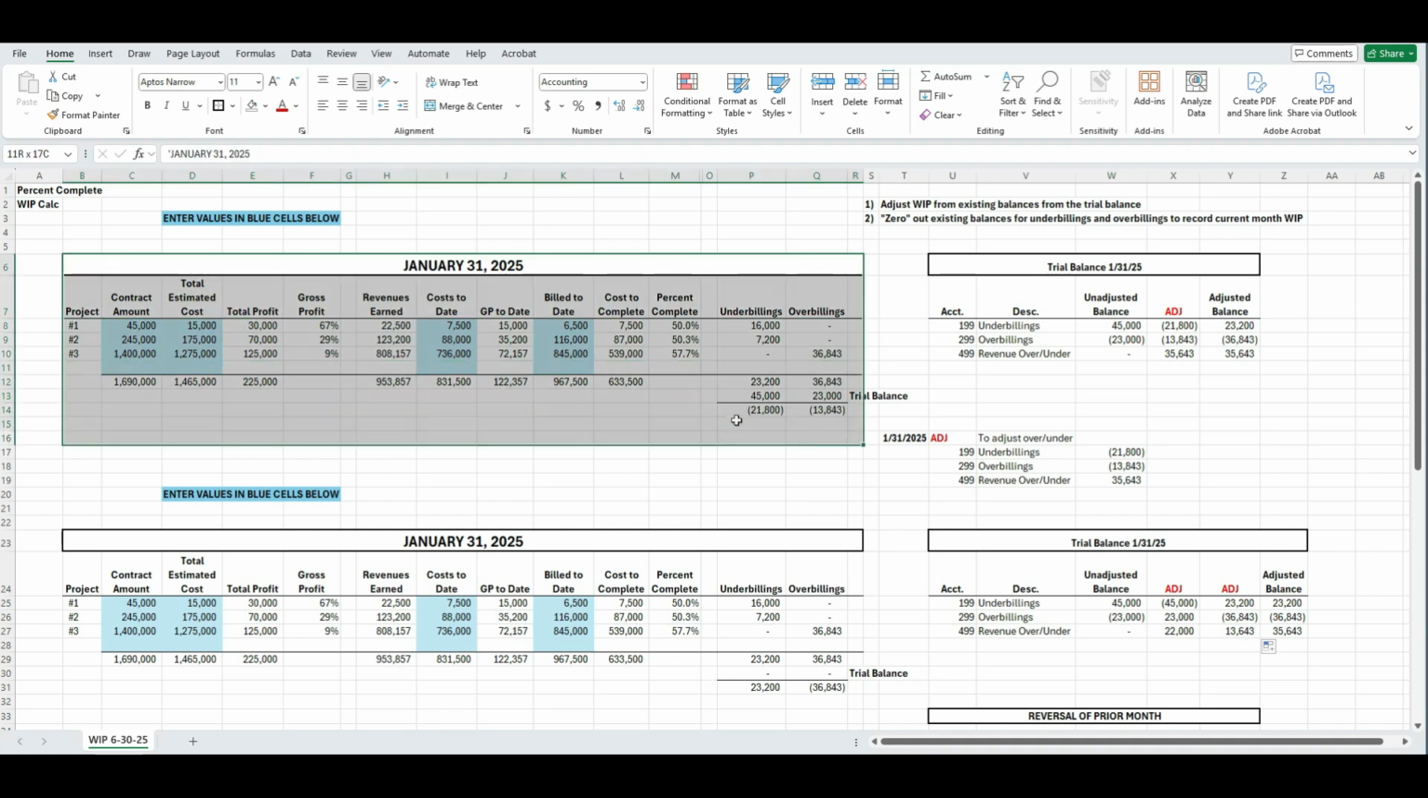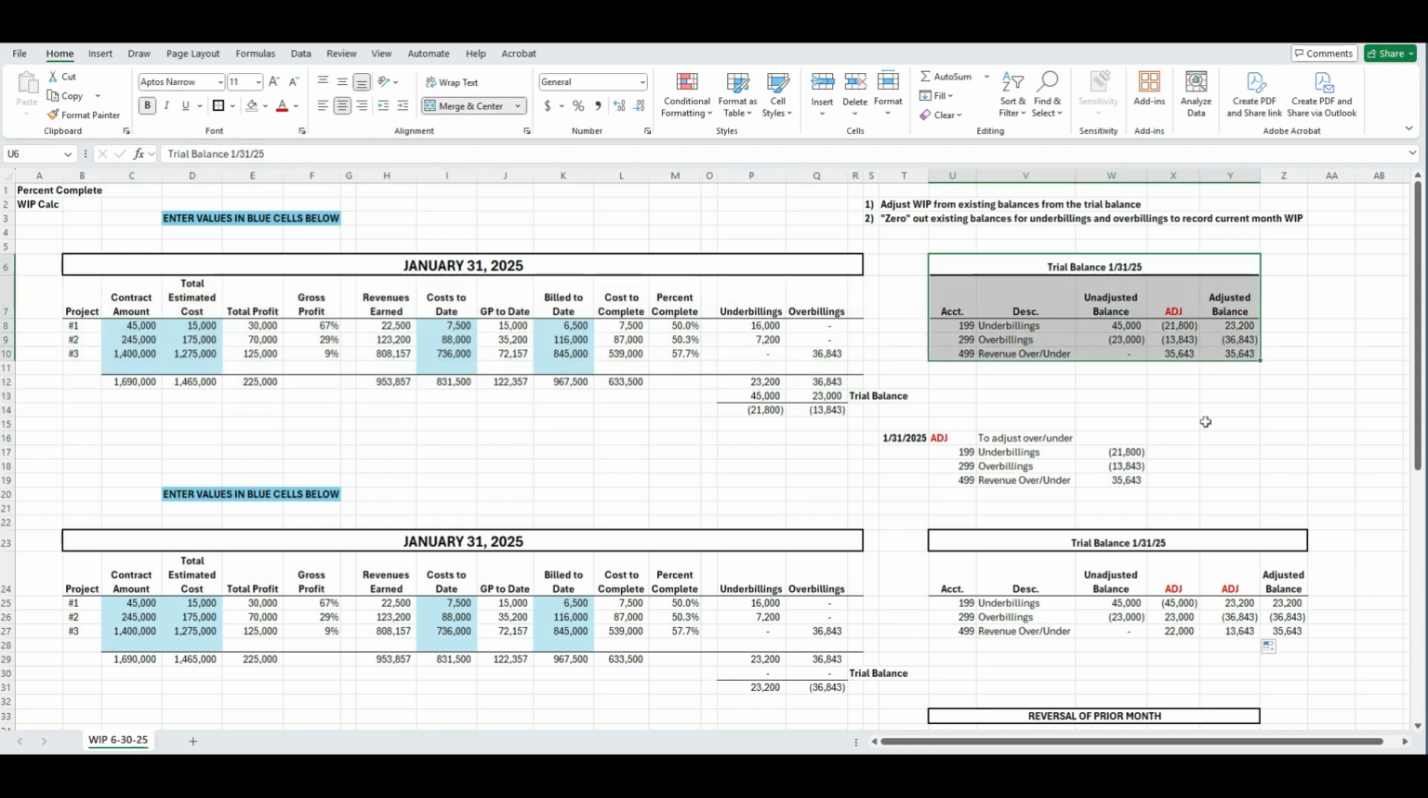We've got the January WIP schedule here. We also have the relevant trial balance information here. Underbillings are an asset, overbillings are a liability. This is the offset, which is an income statement account. As you can see here, the unadjusted balance already includes an amount. That's 45,000 for underbillings, overbillings 23,000. This is rolling from the prior year.